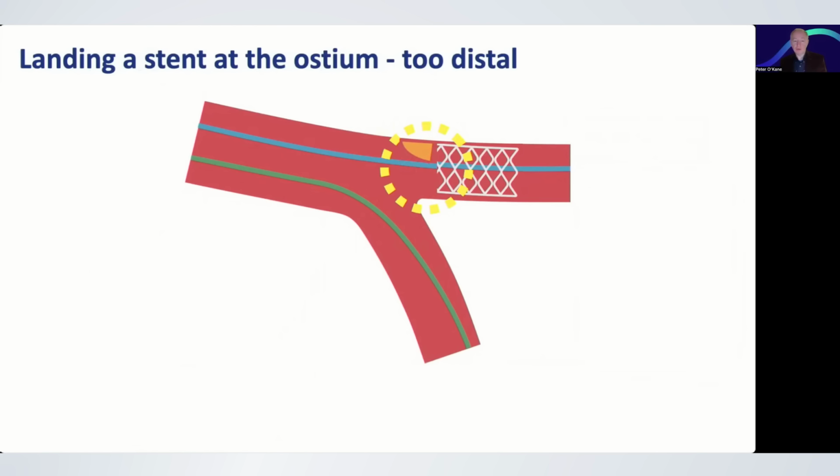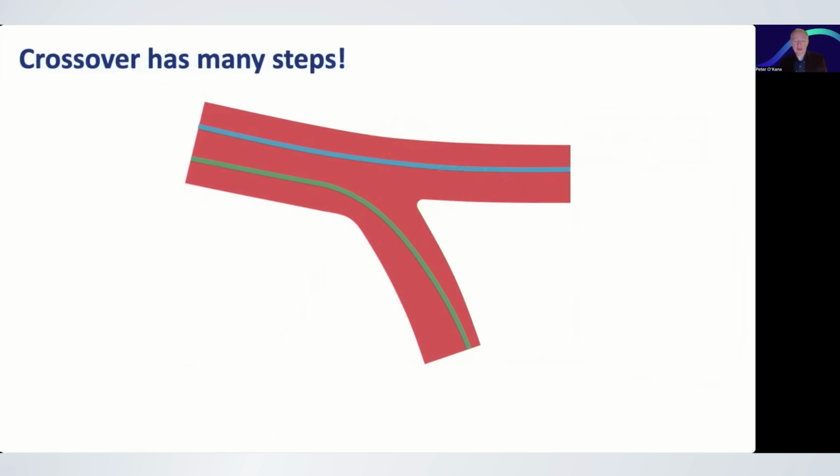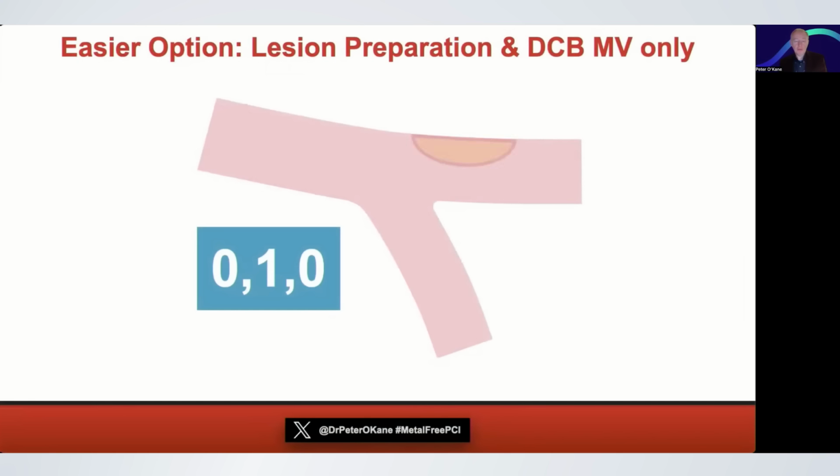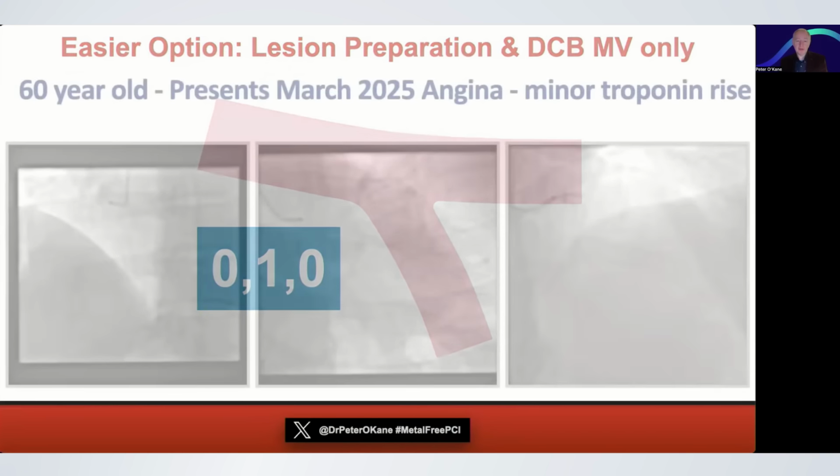Crossover stenting, of course, is perhaps the best option in this scenario, but it has many steps and there's many opportunities for things to go wrong, such as longitudinal stent deformation. So a more simple approach, perhaps, is just to take this lesion, predilate it, get rid of the stenosis, and then treat it with a drug-coated balloon. I'm going to show you an example of this in the next case.